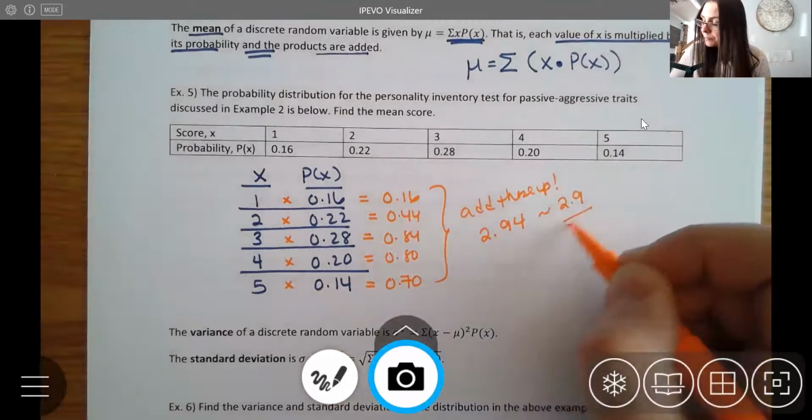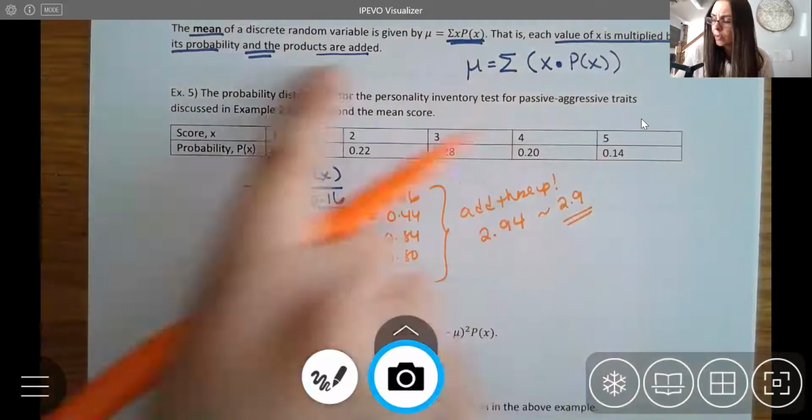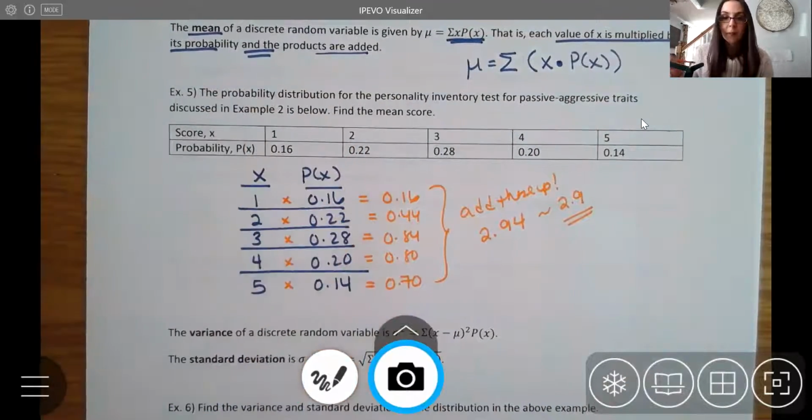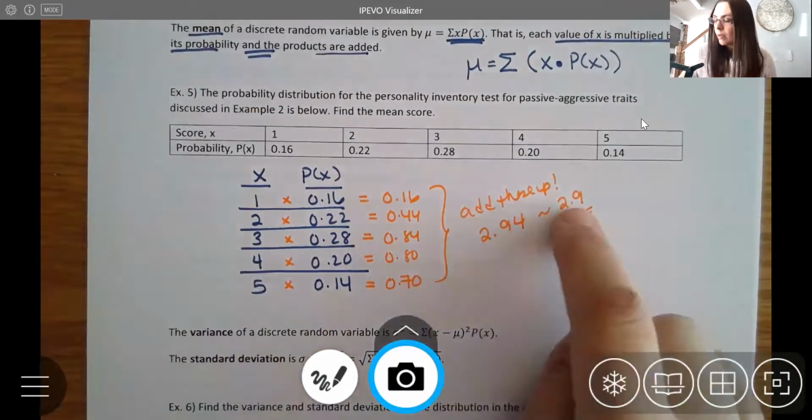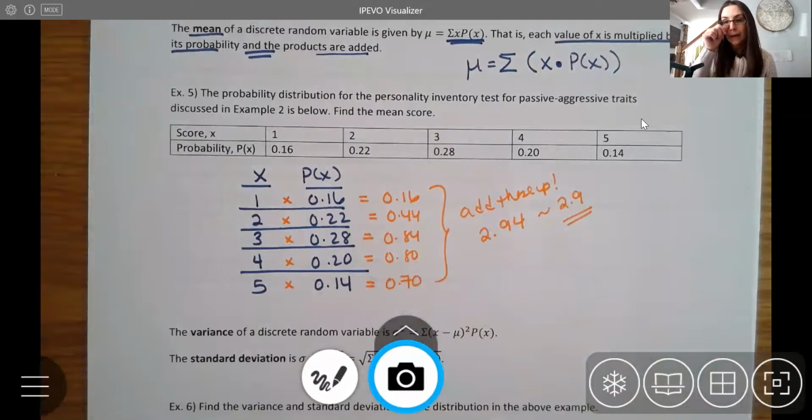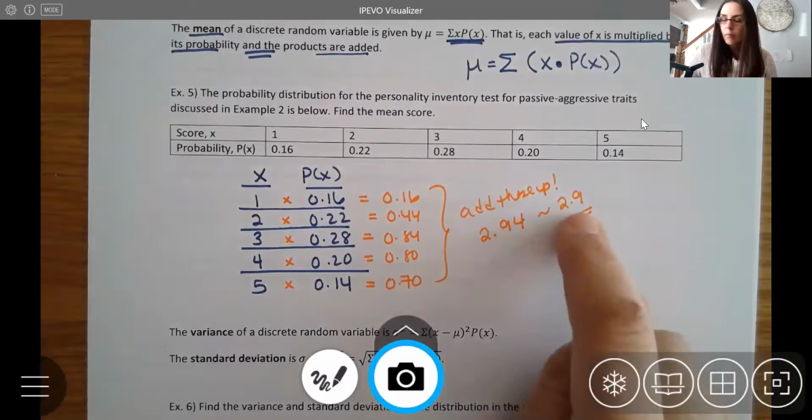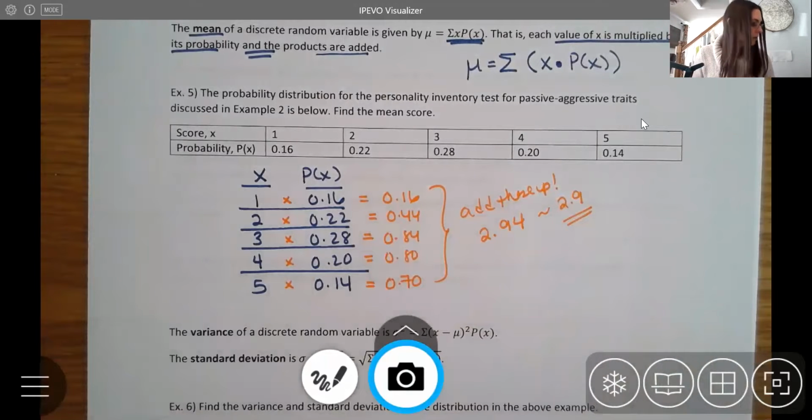So here's our mean. Hopefully this looks familiar to you. This is the probability distribution from example 2, where people were rated as passive or aggressive. So it looks like the mean is 2.9. It looks like most people are pretty close to that neutral, that average is pretty close to the neutral of 3. Remember, 3 was not passive and not aggressive. So not quite there, but very close to that middle, slightly less than that 3.